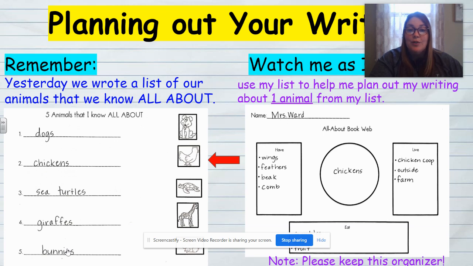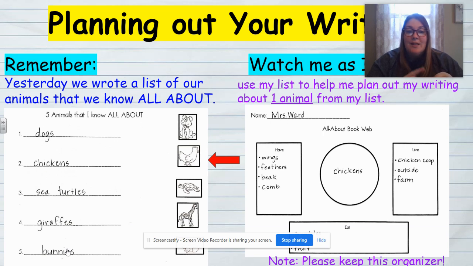And today what we're going to do is we're going to pick one animal from that list that we would like to write our first All About book about. So how we're going to pick that animal is we're going to think of one that we can tell a lot of information about. So remember, you want to be able to tell 4 or 5 facts about that animal. Remember, facts are real information. So we want to be able to tell about what the animal looks like, where it lives, and what it eats. And if you have any other important information about it, that is great facts to have.